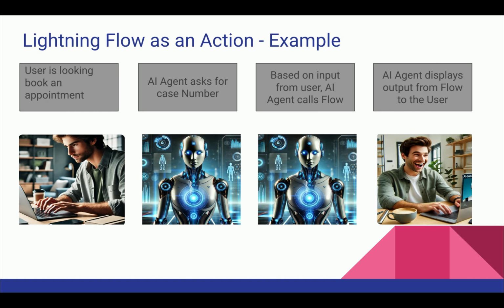And once the user provides the appropriate appointment slot, the AI agent then needs to again call the flow and create the appointment record in the backend and display the record details to the user. So all of this is going to be handled by the AI agent with the use of a Lightning flow. Now let's jump right into it and see the demo.